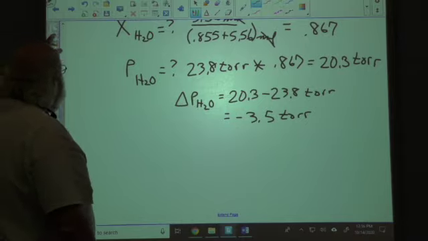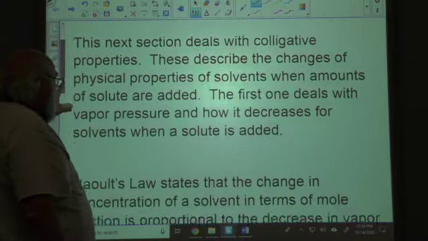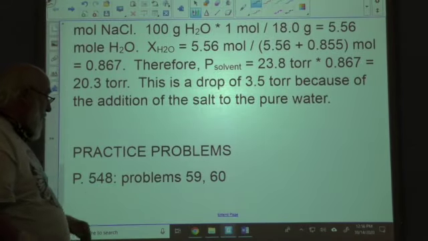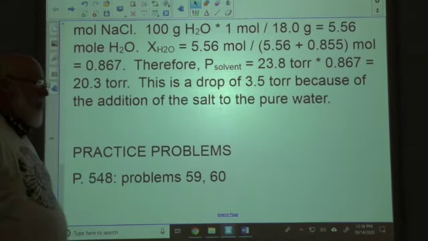The bottom line here is you have some practice problems related to Raoult's law on page 548, problems 59 and 60. Good luck.